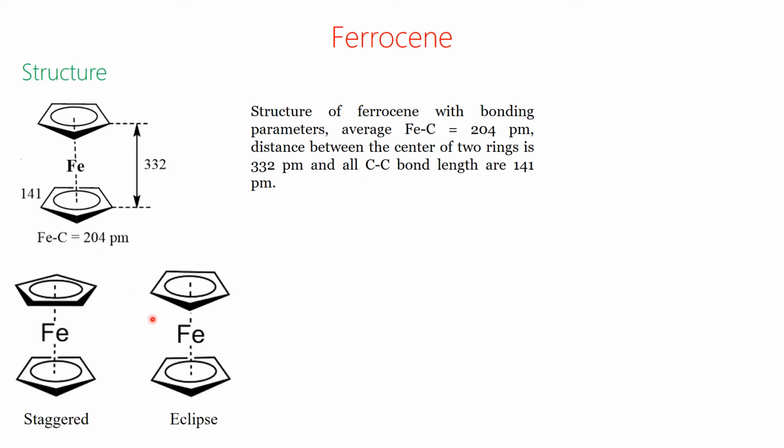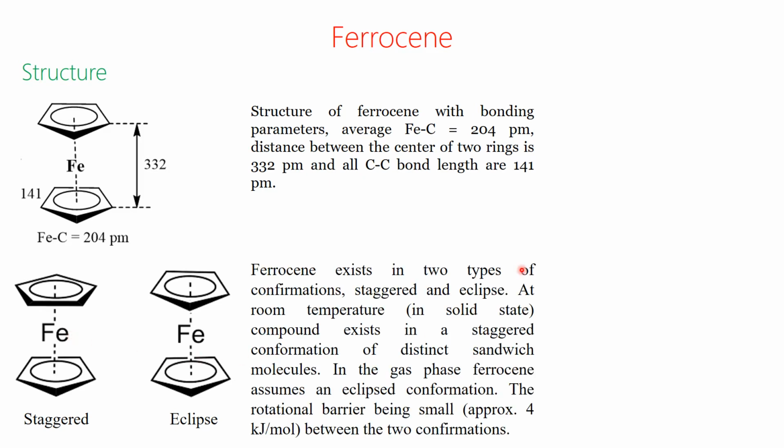Out of several configurations, the two extreme configurations are eclipsed and staggered. So ferrocene exists in two types of configuration, staggered and eclipsed. In the gas phase the molecule exists in the eclipsed configuration, and in the solid state it acquires the staggered configuration, although the energy barrier between the two is very small, approximately 4 kilojoule per mole.